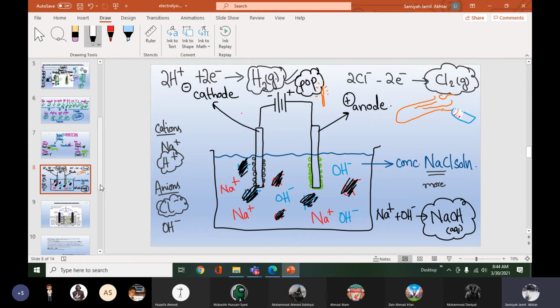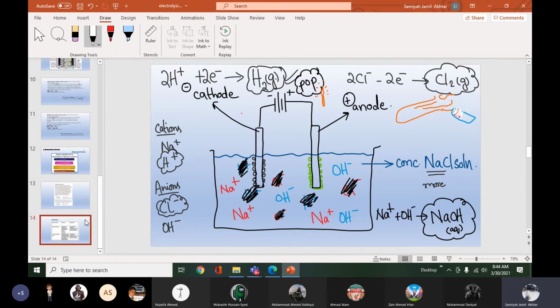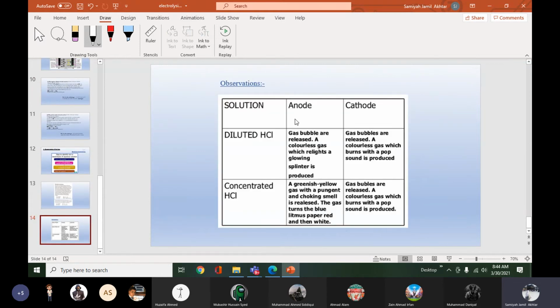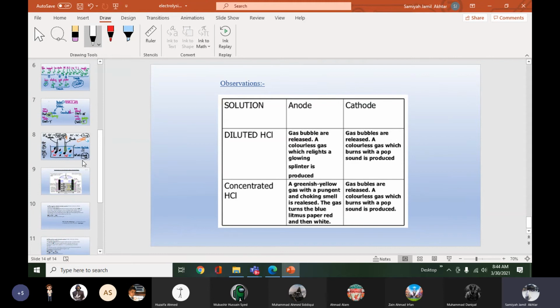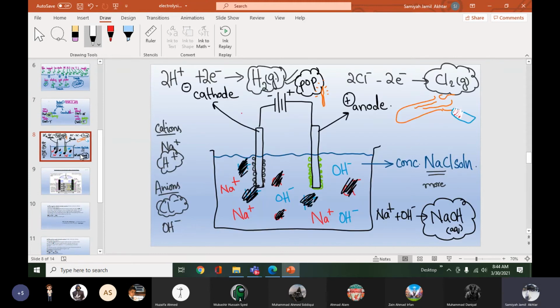All the tests are written here, in the last slide. I'll share it with you, inshallah. They're basic tests. And what is the test for NaOH, sodium hydroxide? Very simple.